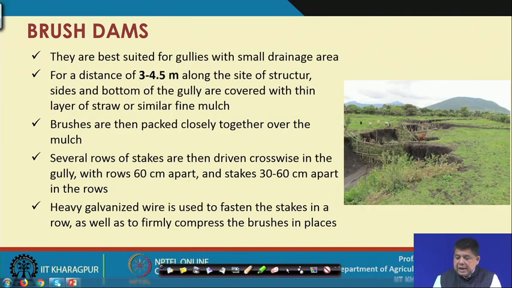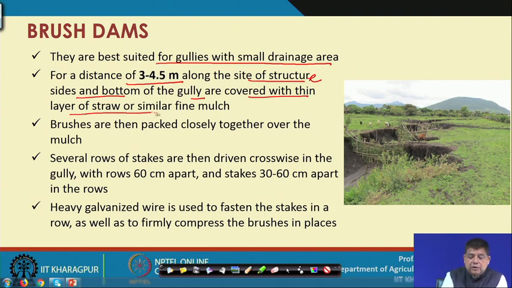Then we have brush dams. They are best suited for gullies with small drainage area. For a distance of 3 to 4.5 meters along the site of the structure, the sides and bottom of the gully are covered with a thin layer of straw or similar fine mulch. So, wherever we decide that we will put the structure, over around 3 to 4.5 meters, we put the straw or fine mulch.